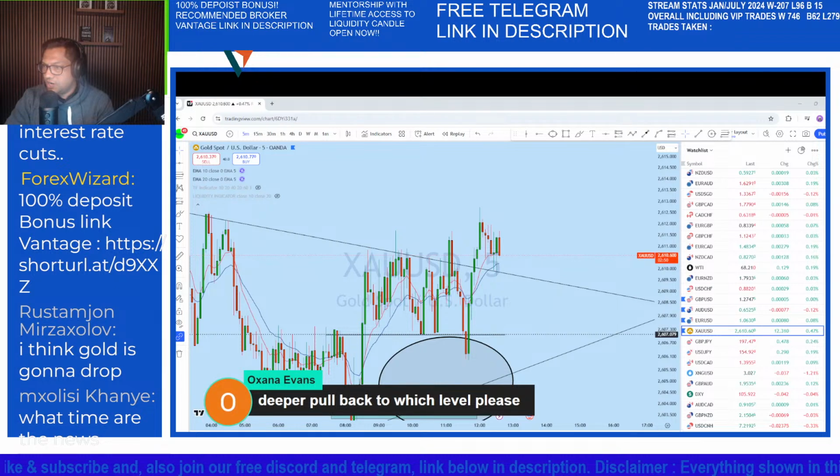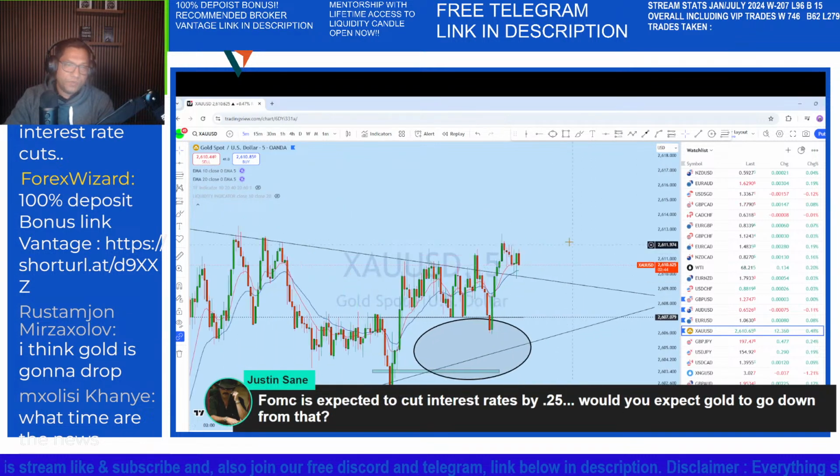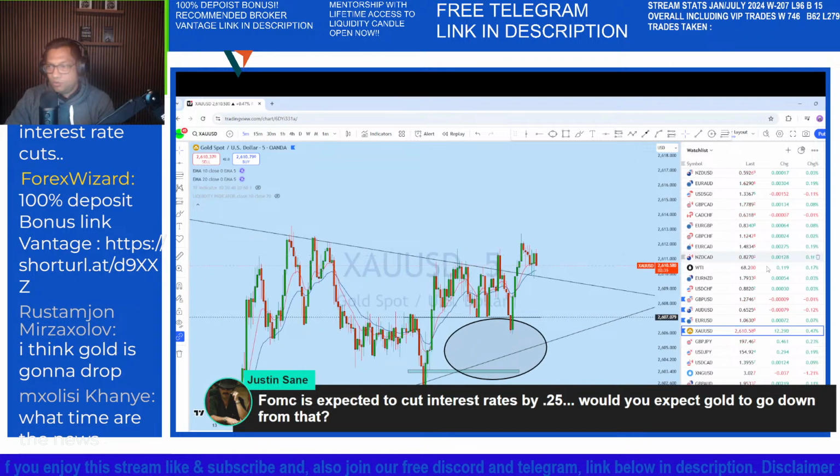FOMC is expected to cut interest rate 0.25%. Would you expect gold to go down? Yeah, look, on the fundamental side, I think the data on CPI will be mostly valuable here. We'll see what happens.